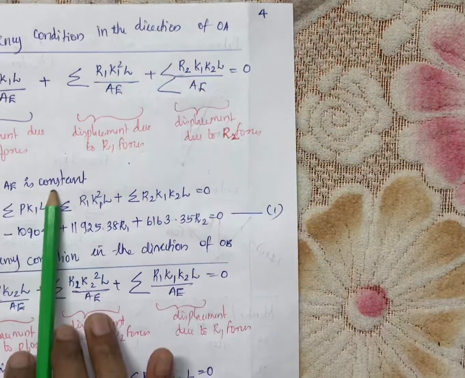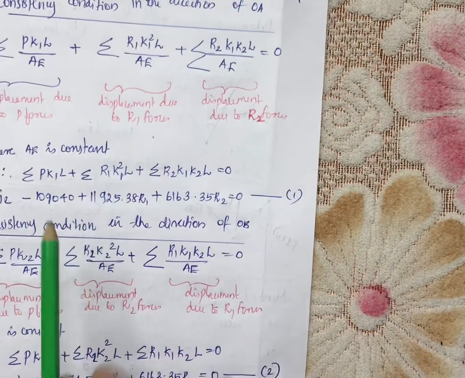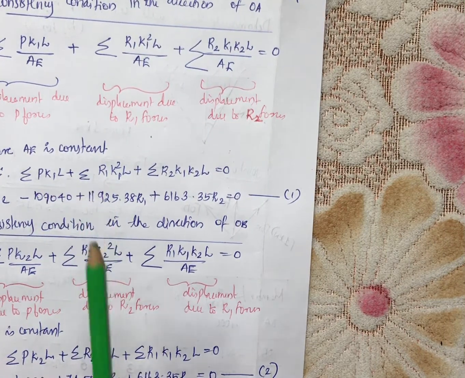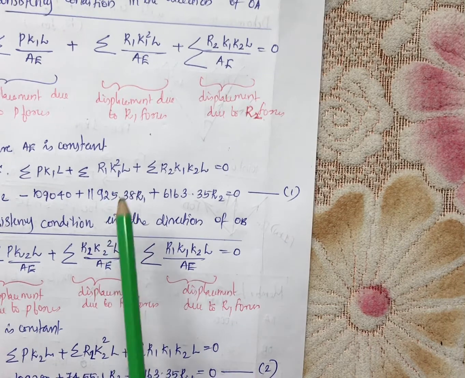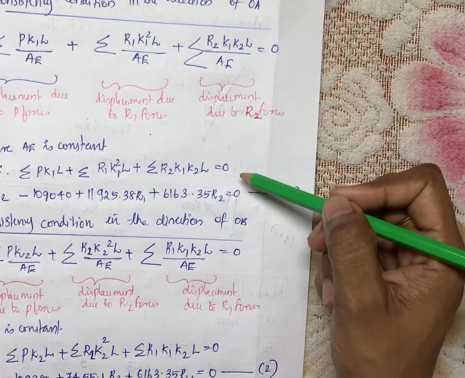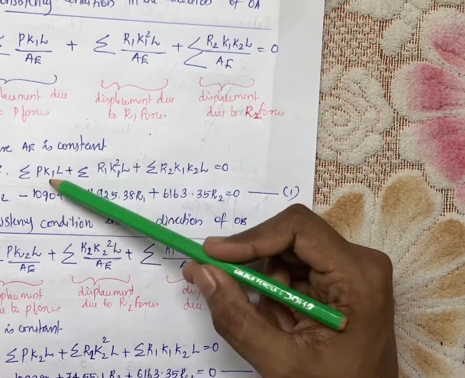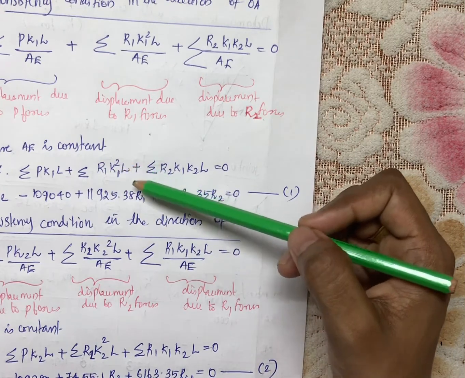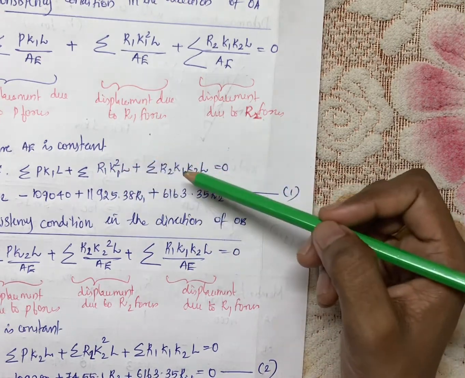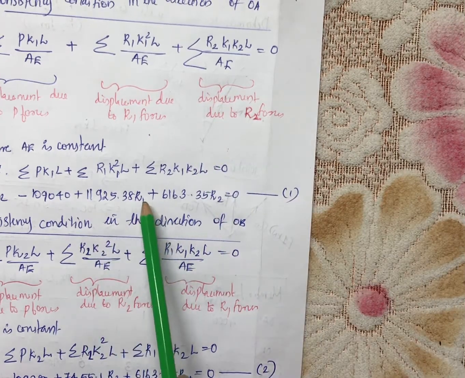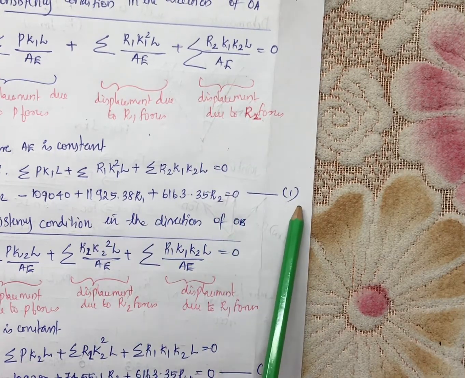Here A is a constant, so we can neglect the term A. What remains is summation PK1L plus summation R1 K1 square L plus summation R2 K1 K2 into L equal to 0. Then substitute the values of summation PK1L, summation R1 K1 square L and summation R2 K1 K2 into L. So we will get an equation in terms of R1 and R2. Put it as equation number 1.